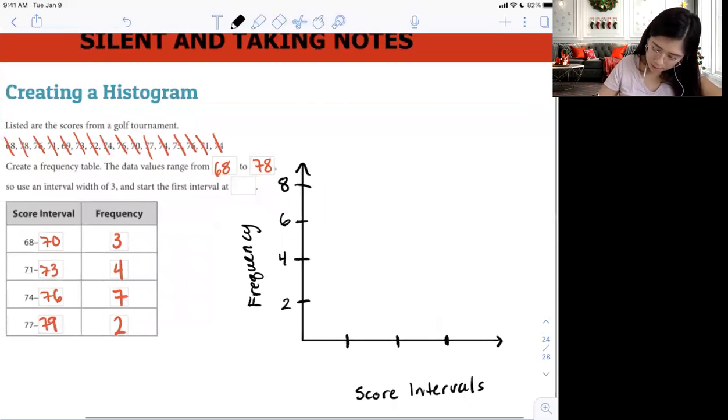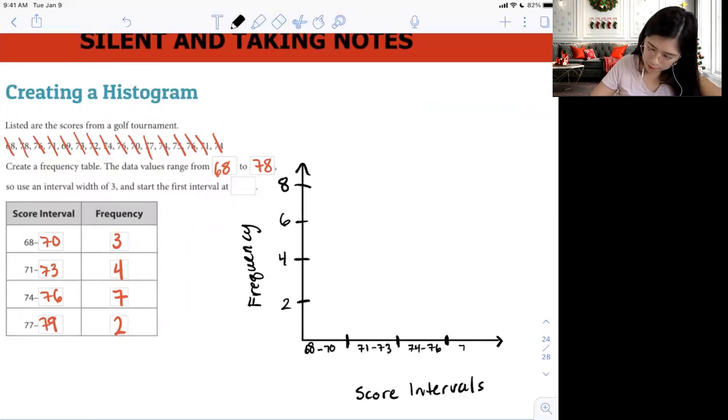And I'm going to label them. So 68 to 70, 71 to 73, 74 to 76, and 77 to 79.